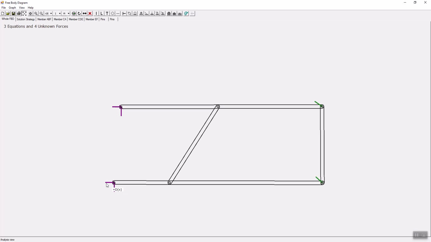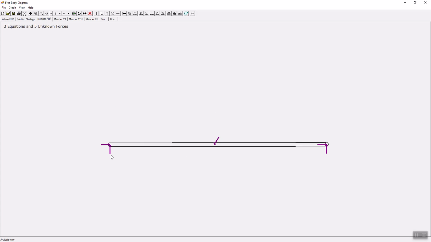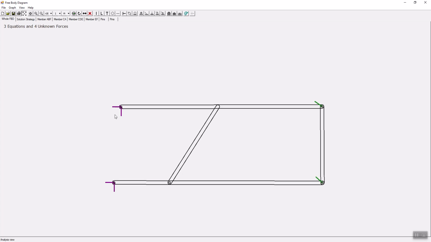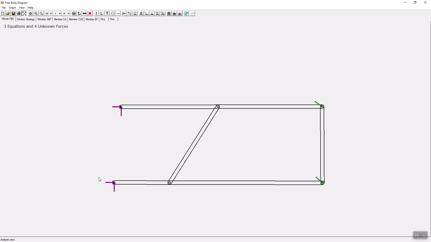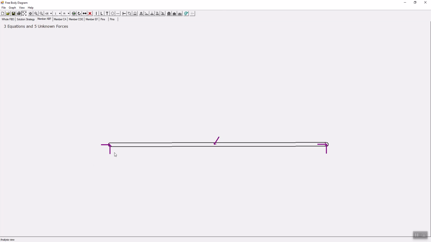Here we have 1, 2, 3, 4 unknowns. Member ABF, you should not count this FBY and FBX because that will be double counting, because the whole free body diagram has these BX, BY. So these two forces should not be double counted when we go to member ABF. So what do we have? 4 from here. Don't double count this. 5, 6, 7.